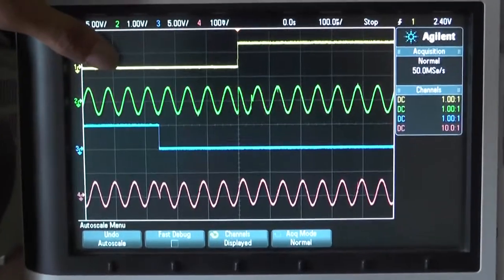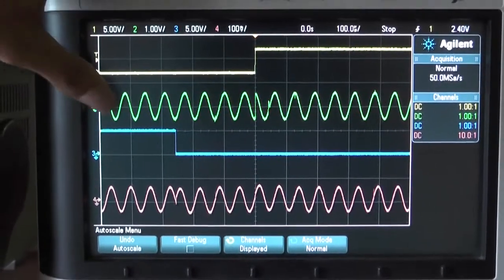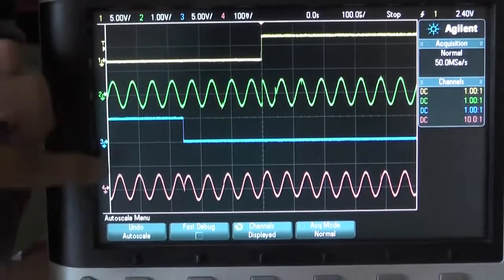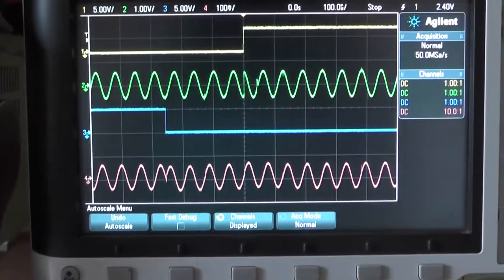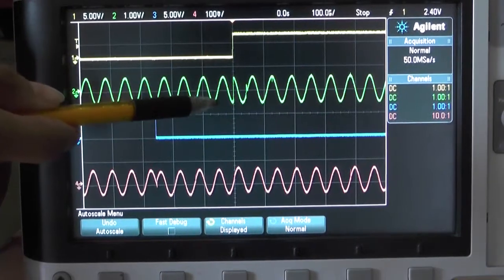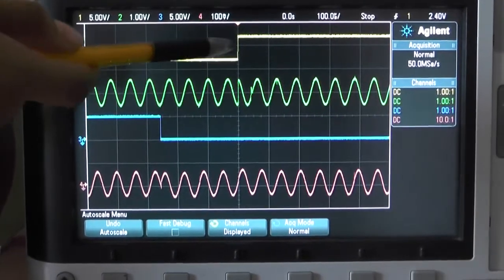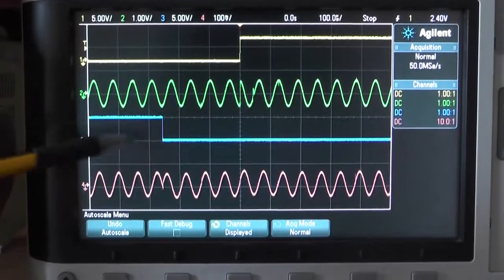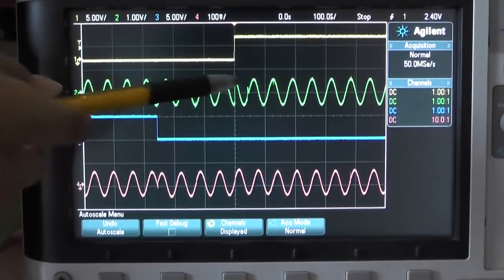Here we have the odd data, BPSK1, even data and BPSK2. Here we can see the phase shifts where the bit is changing from 0 to 1, and from 1 to 0, we have the phase shift.